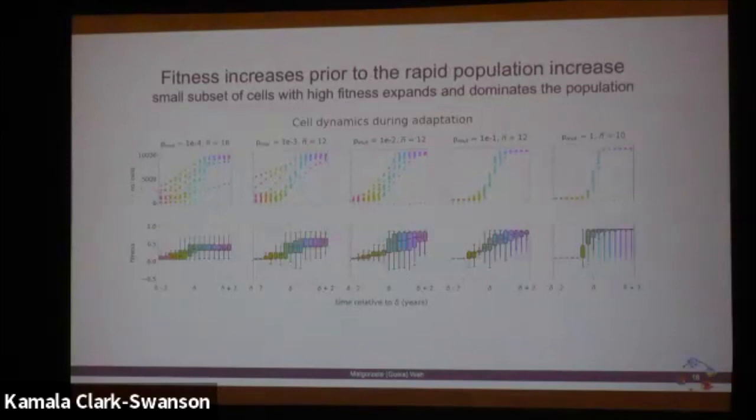And if we compare that to the cell fitness, we observe that cell fitness needs to increase prior to the rapid population expansion, but how rapid it happens depends on the mutation rate as well. So I think this is really cool. I'm not sure I fully understand that yet.